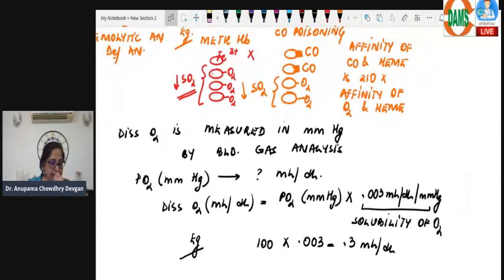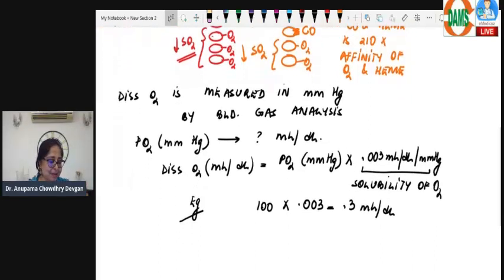Right? Now, the important point I've just told you is dissolved oxygen is just a fraction of the total. 99.99% of oxygen is in combination with hemoglobin. Then what is the importance of the dissolved oxygen? Why is dissolved oxygen important? Why is PO2 important? Why do I need to know PO2 values? Why do I need to do a blood gas analysis?